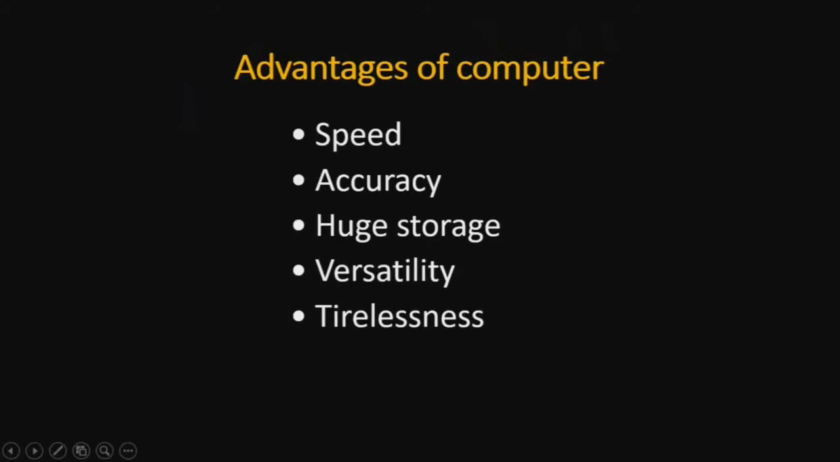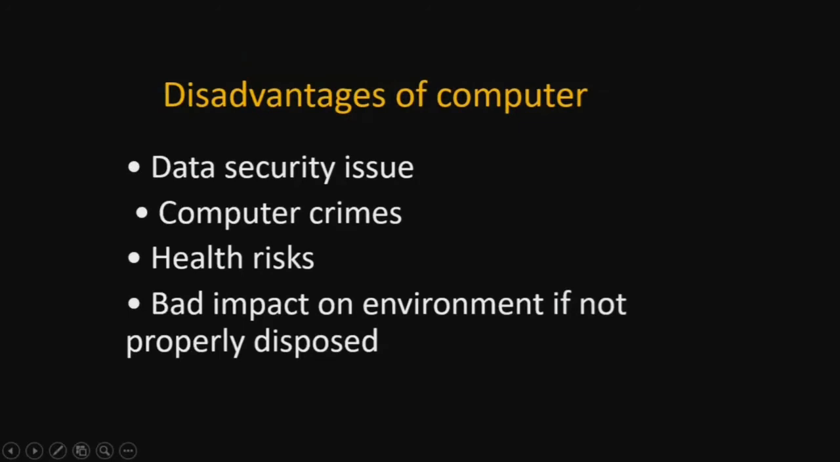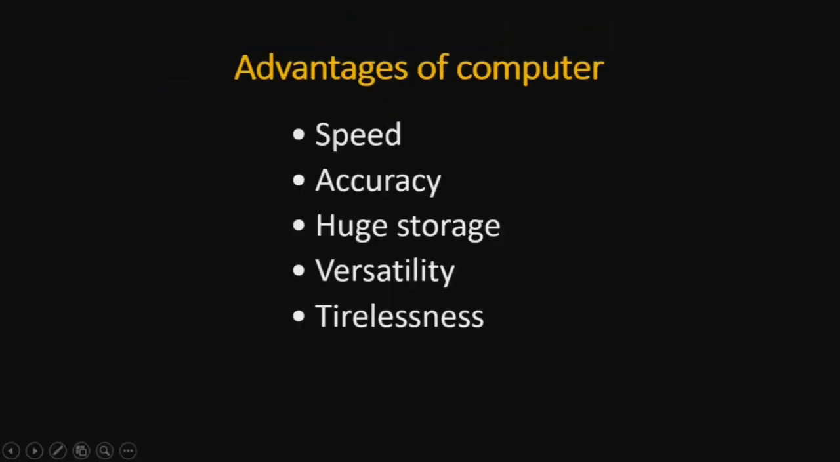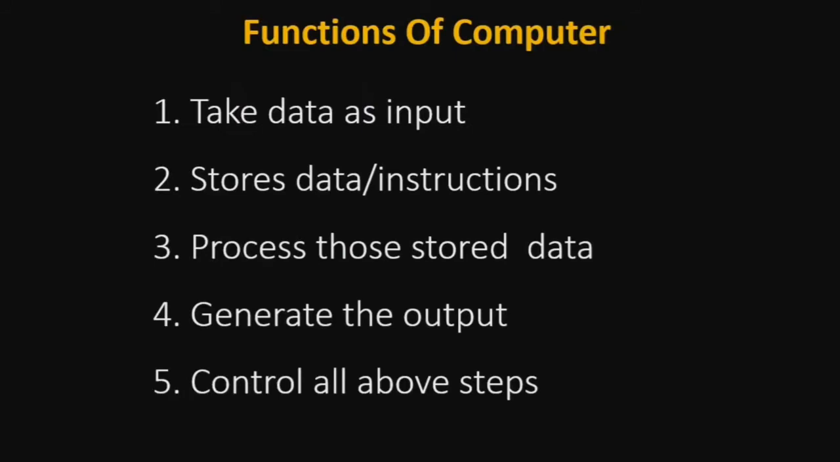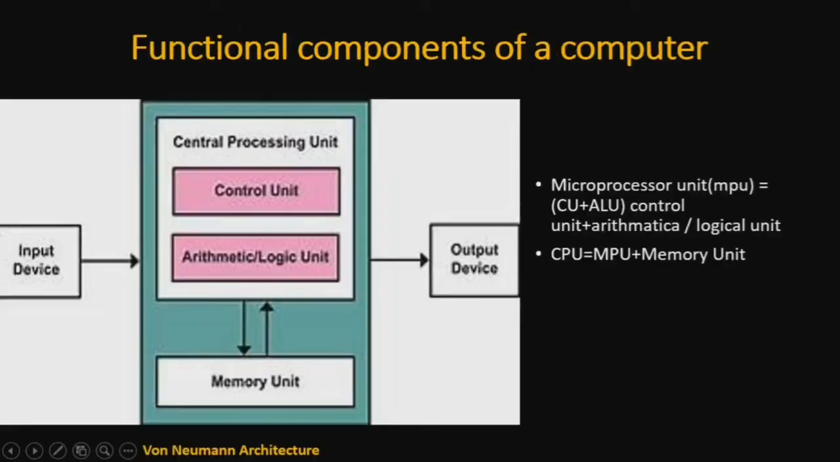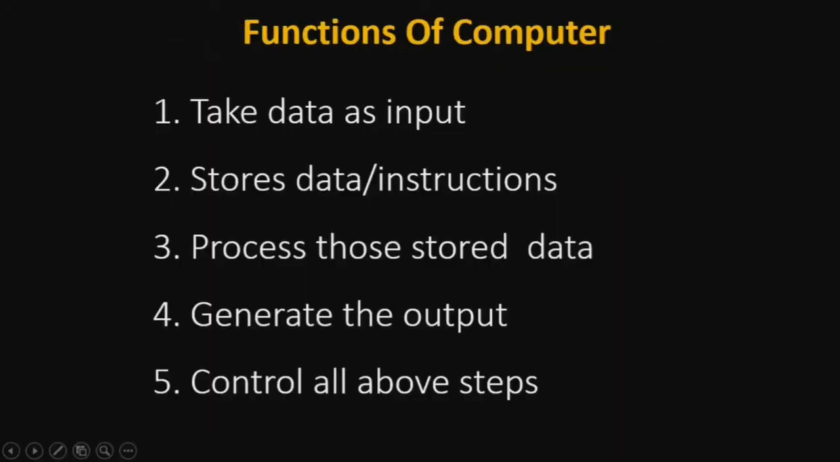Let us analyze the merits and demerits of a computer. We are all familiar with them; there is no need for much explanation. Speed, accuracy, versatility, tirelessness. These are all the merits of a computer, the smart machine. About disadvantages, we know that data security issues are there. Computer crimes are increasing day by day. Continuous use of these electronic gadgets causes a lot of health issues, and if we do not dispose of them properly, that will be a very big issue for our nature. These are the main disadvantages of computers.